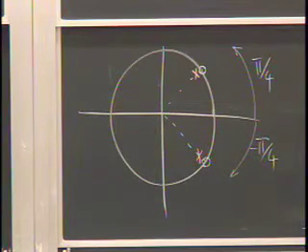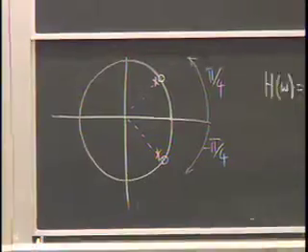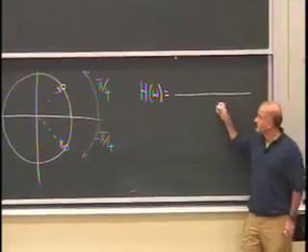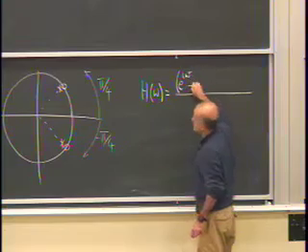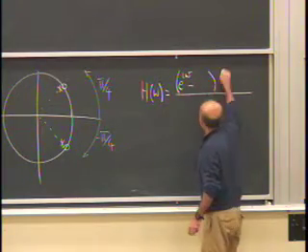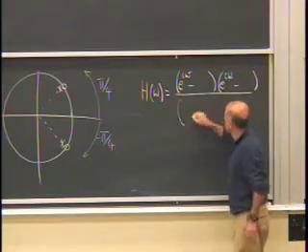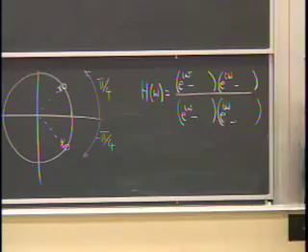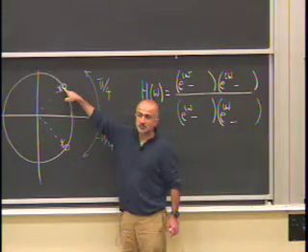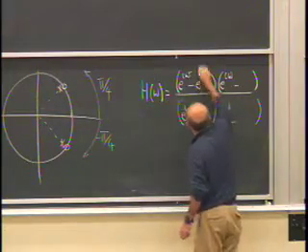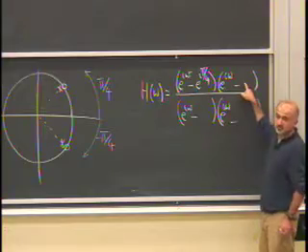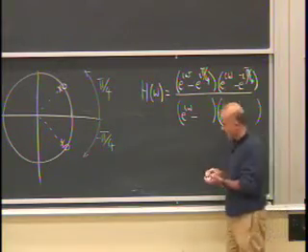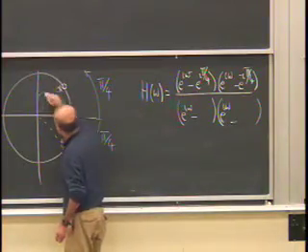So now, if I want to write H of omega, I'll have two first-order factors in the numerator and two first-order factors in the denominator. I have an e to the i omega minus what? What is this number? E to the i pi over 4. And what goes here? E to the minus i pi over 4. And what goes here? Let's say this radius is 0.99 again.